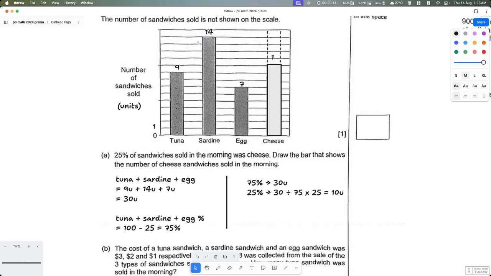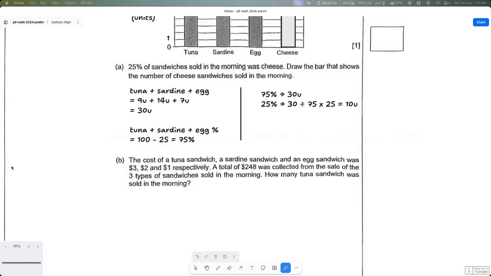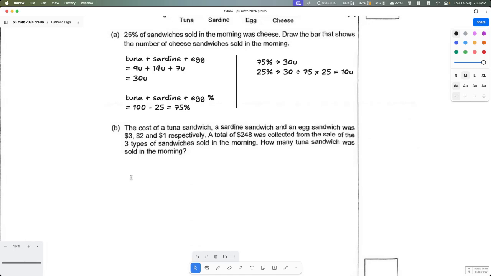Right. Okay, let's move on to part B. The cost of a tuna sandwich, a sardine sandwich, and an egg sandwich is $3, $2 and $1 respectively. A total of $248 was collected from the sale of the three types of sandwiches sold in the morning. How many tuna sandwiches were sold in the morning? So what we can do is we can multiply. Tuna total cost is equal to 9 units times 3, which is 27 units in dollars.